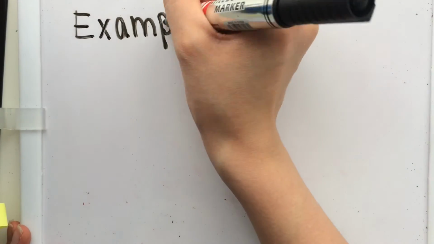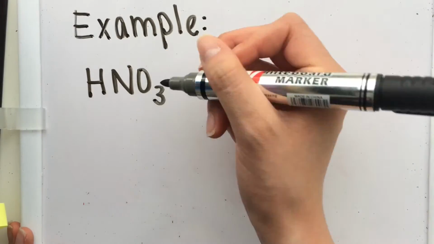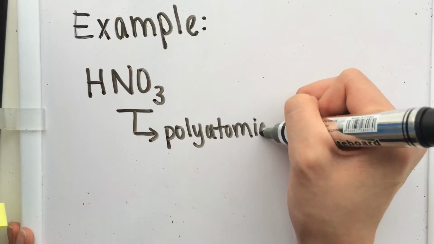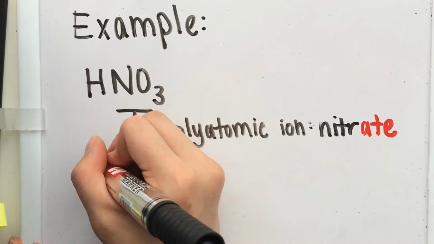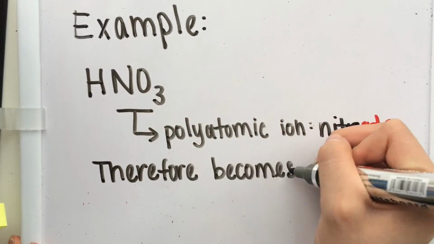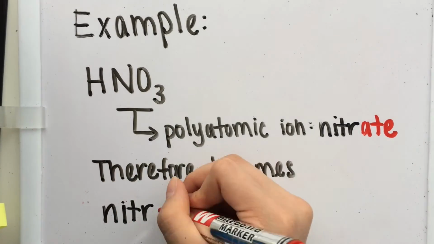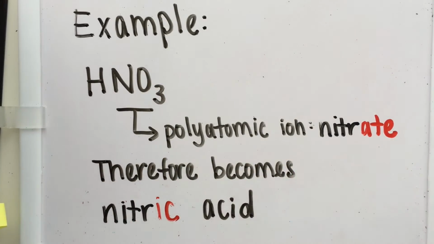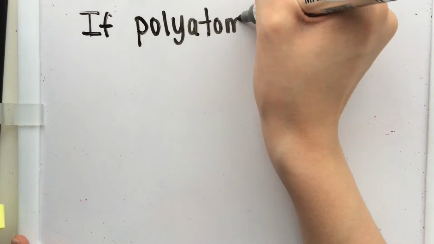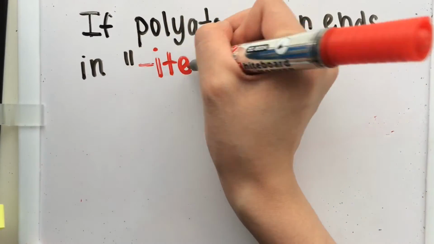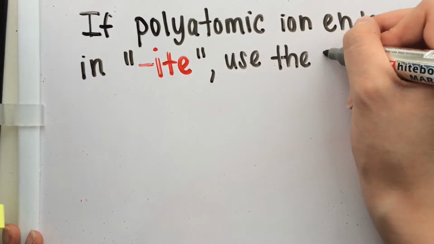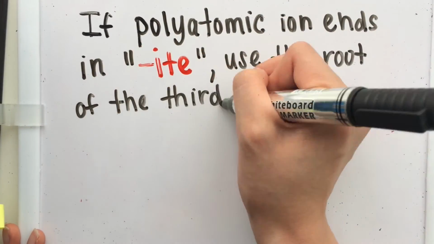Here's an example. In HNO3, NO3 is our polyatomic ion, nitrate, which ends in ate. Therefore, we are going to add ic, which then becomes nitric acid. However, if the polyatomic ion ends in ite, we use the root of the third element and add us and acid.